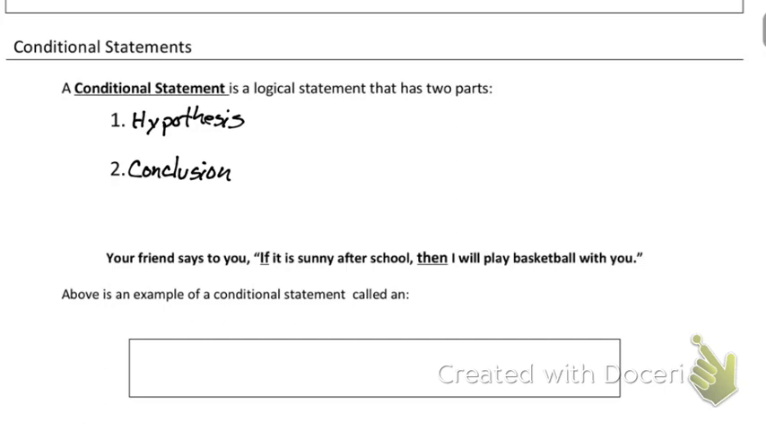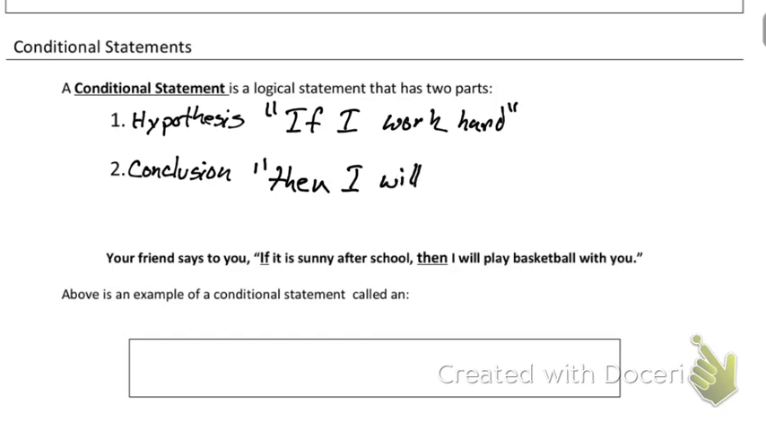My example up here is, for my hypothesis, I said if I work hard. This is called our hypothesis. Our conclusion is then I will pass the class. So once again, our hypothesis is like our setup. It is if this, and our conclusion is, well, then this will happen. If this, then this will happen.